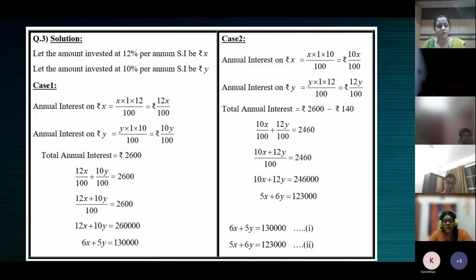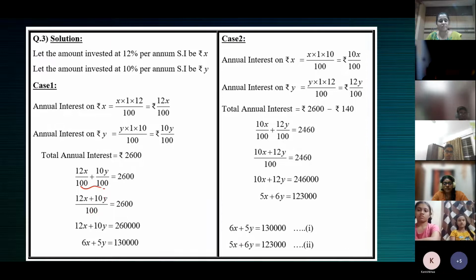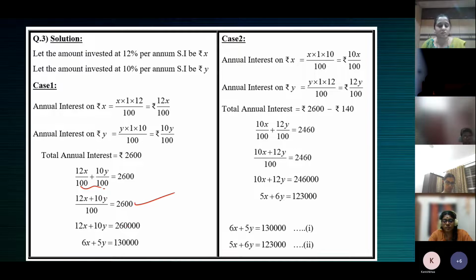Now, common denominator 100. You can see the common denominator 100. So you'll get 12x plus 10y in the numerator is equal to 2,600. Upon cross multiplying, you get this. And then when you divide by 2 throughout, you get this. It's not that you should divide only by 2. The highest common factor of 12, 10 and this number is 2. You cannot divide by any other number throughout further.